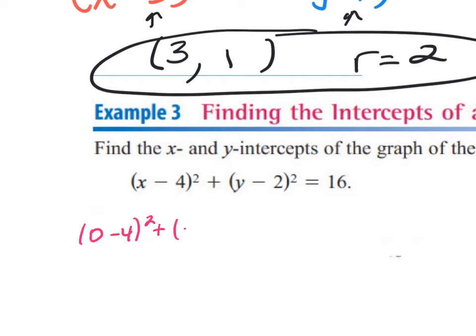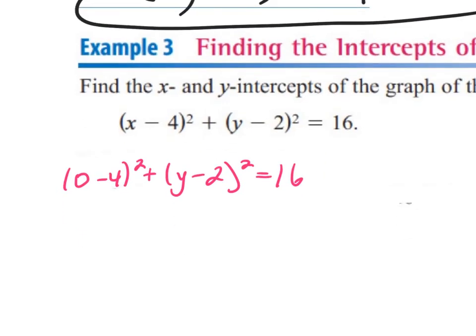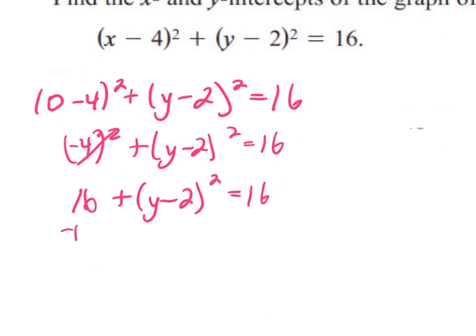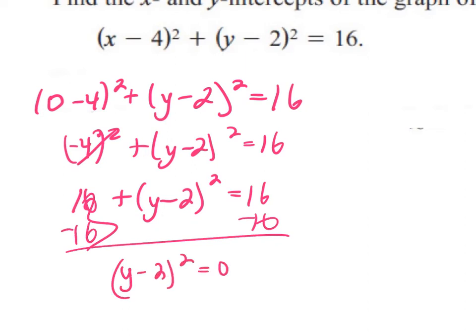So we just use our algebra skills that we're all so good at. So I simplify this. I have negative 4 squared plus, finish this all out, negative 4 squared is 16 plus y minus 2 quantity squared equals 16. We're going to subtract 16 from both sides. So I get y minus 2 quantity squared equals 0.